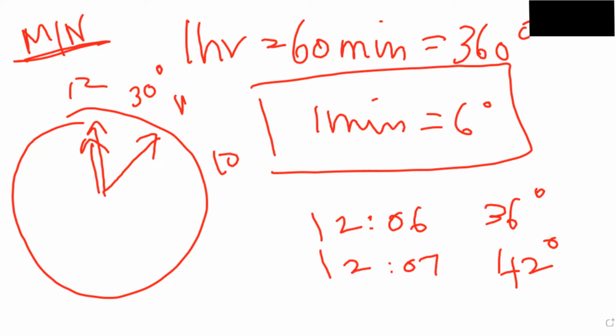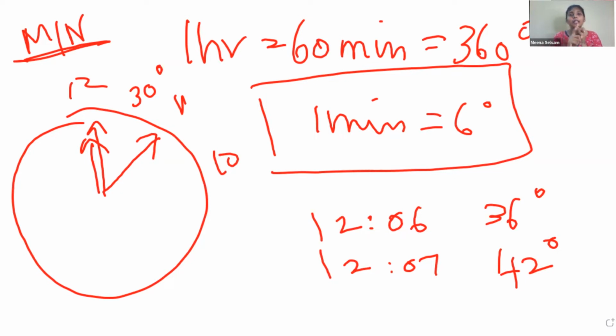Is it clear? Yes, ma'am. I would like to repeat again. An hour hand makes a 30 degree rotation to complete 1 hour. When it moves from 1 p.m. to 2 p.m., 30 degrees is covered. That is the angle moved.